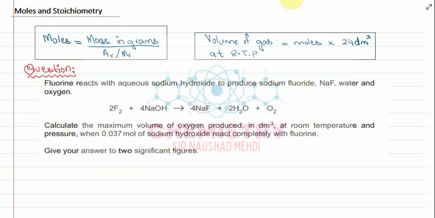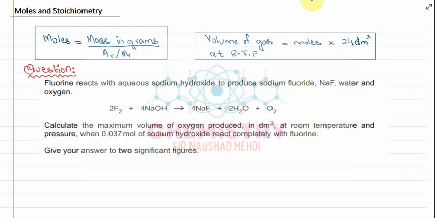So whatever the moles are given in the question, for example 2 moles or 3 moles, you just have to multiply those moles of the gas by 24 in order to get the total volume of the gas at RTP, room temperature and pressure. Now let's start our numerical.